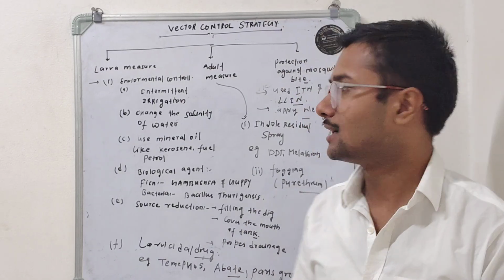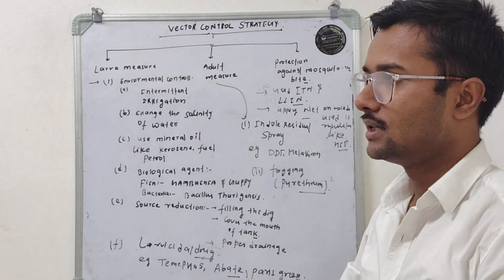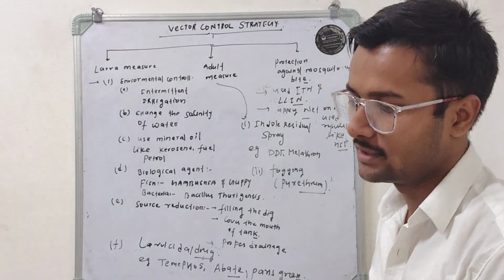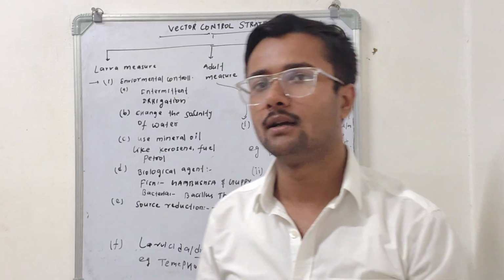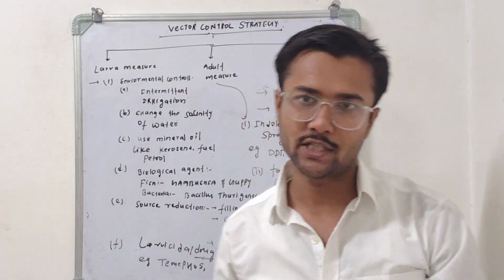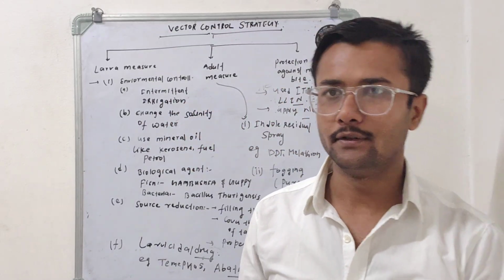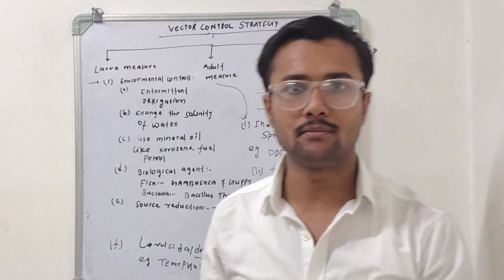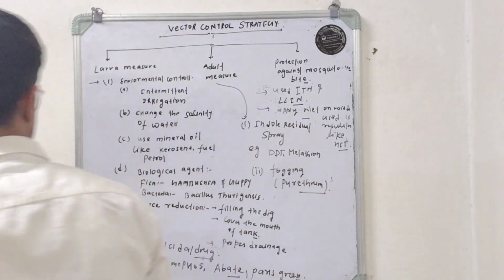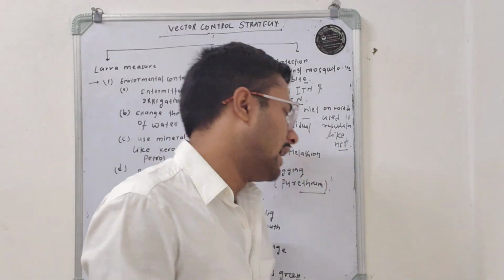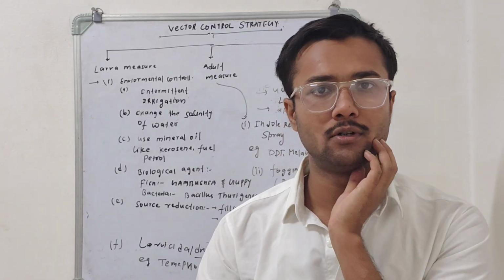What are we going to do in this session? In this session, I am going to discuss the vector control strategy. This vector control strategy is mainly for the control of mosquito, and even in mosquito, we focus on the female Anopheles mosquito, which is a vector of malaria. So now the question arises: how do we control the breeding of this female Anopheles mosquito?